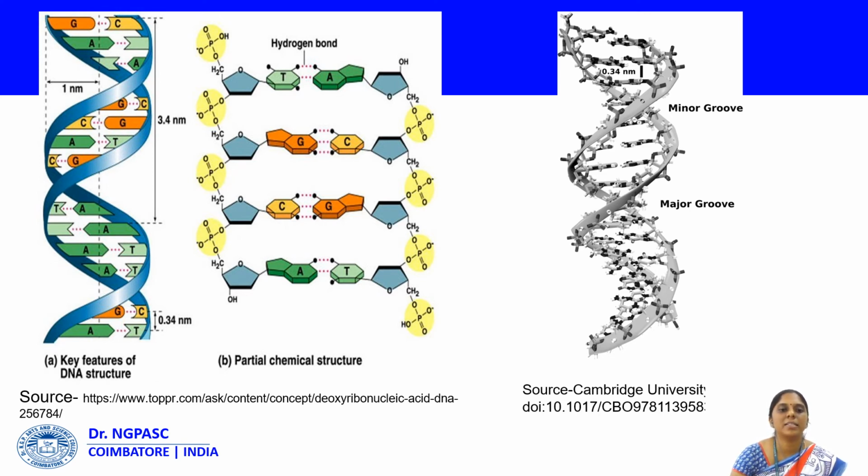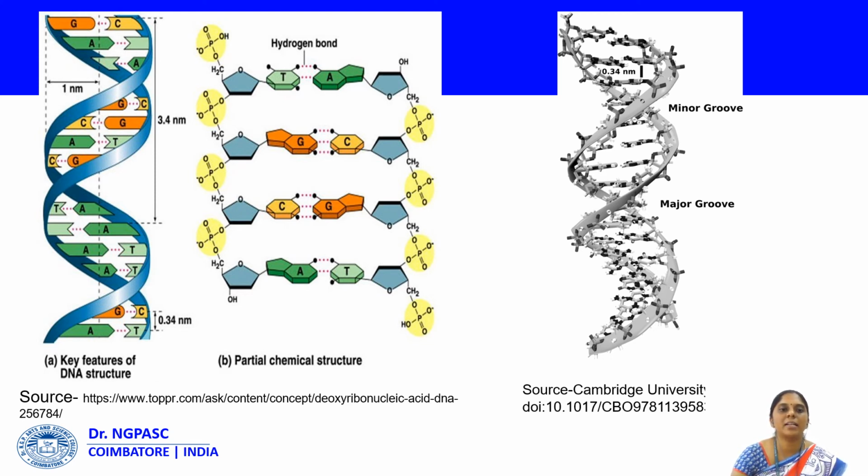So you can see here, this is the partial structure of a DNA double helix. This is the nitrogen base, that is your purine and pyrimidine. So this nitrogen base, in case of AT, is bound by 2 hydrogen bonds. In case of GC, it is 3 hydrogen bonds.